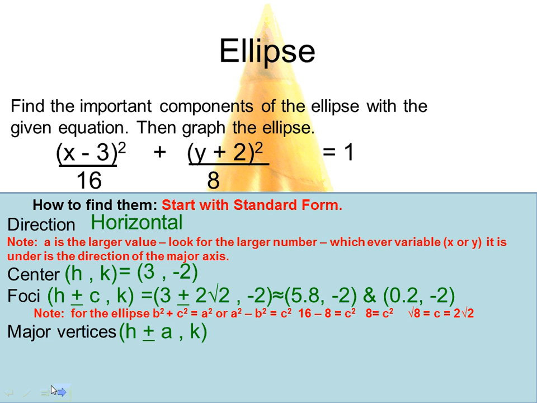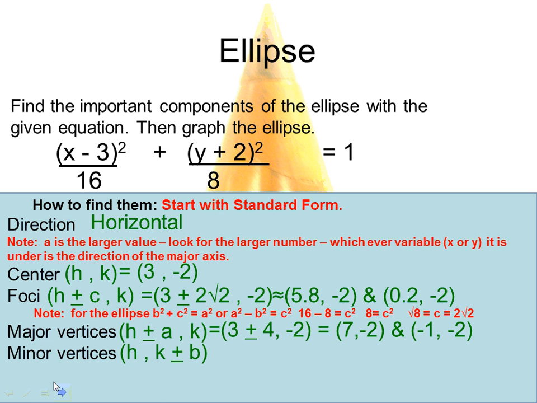Notice it's h plus and minus c, comma k. I get 2 points for the foci. So I'm going to take 3 plus 2 square root of 2, and 3 minus 2 square root of 2. I went to a decimal to make it easier to graph. Major vertices, I'm adding and subtracting the a value. The a value was 4 because a squared was 16.